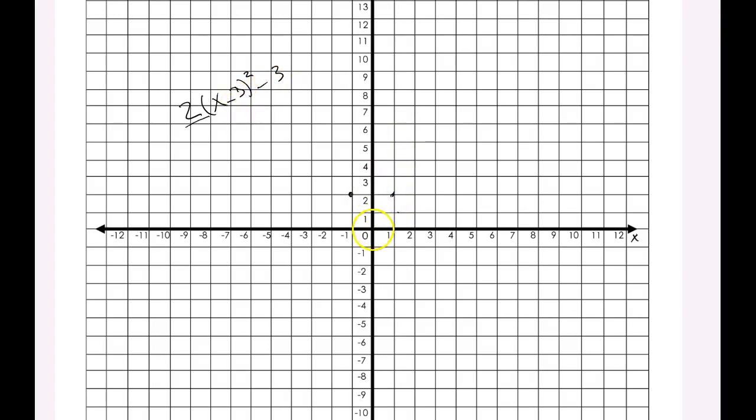Right 3 and down 3. So 1, 2, 3, 1, 2, 3, and then over 1 up 2, over 2. Instead of up 4, it'll be up 8. So 4, 5, 6, 7. So it'll look something like that.